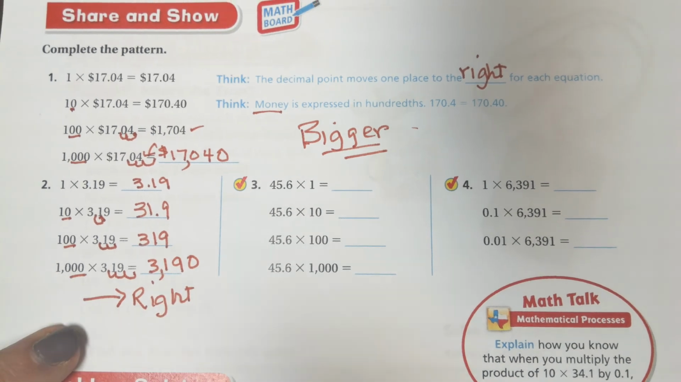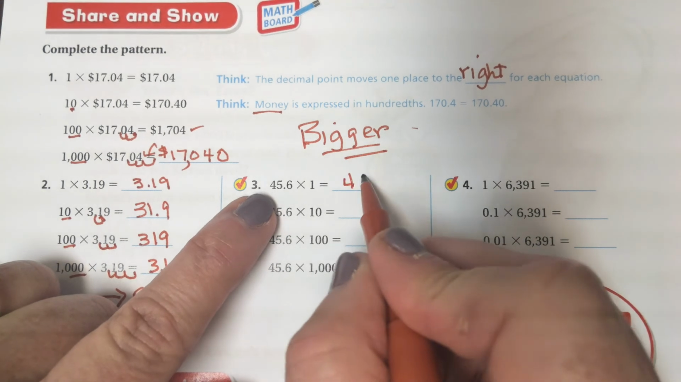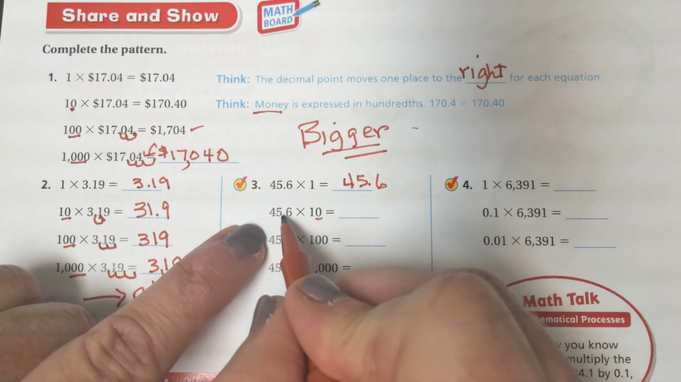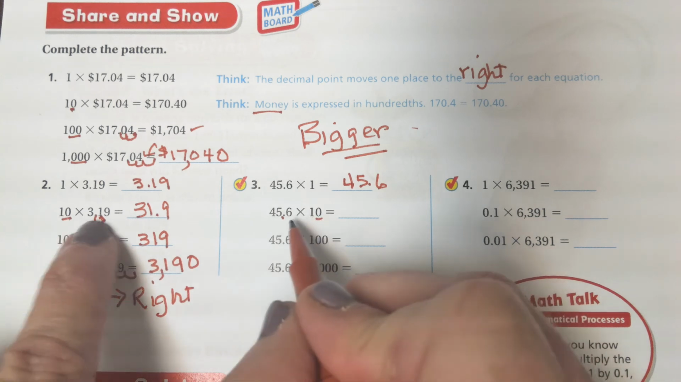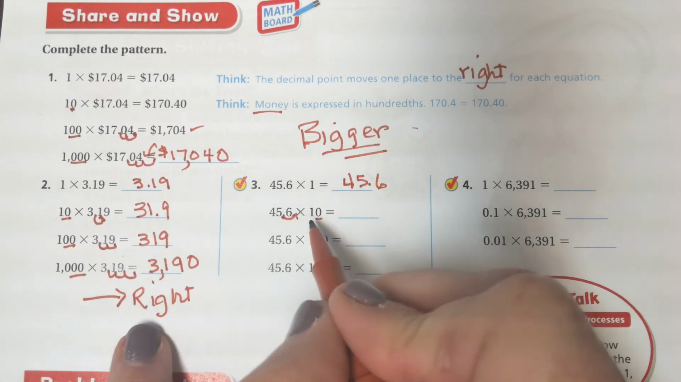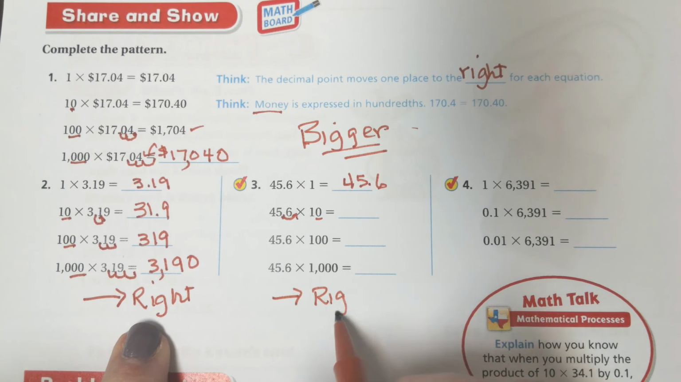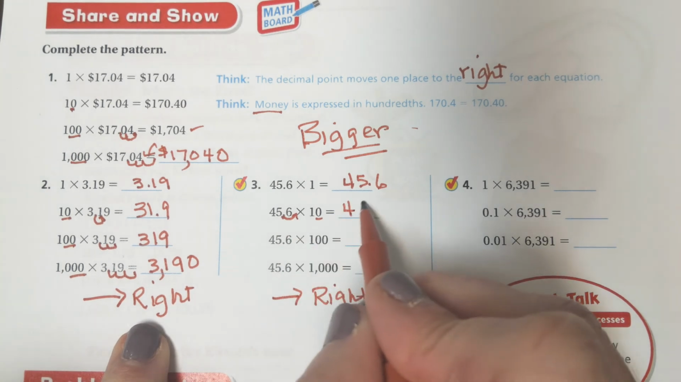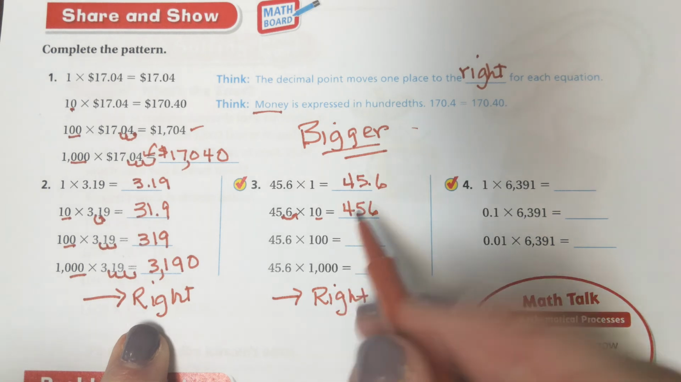Okay, let's look at number 3. Number 3, the first one should be really easy. 45 and 6 tenths. I'm moving it one place to the right. So remember, they're switching where the multiplier was to the back end to see, is it going to confuse you? But we're still going which direction? We're still going to the right. One place. So now I have 456. My numbers are getting bigger.